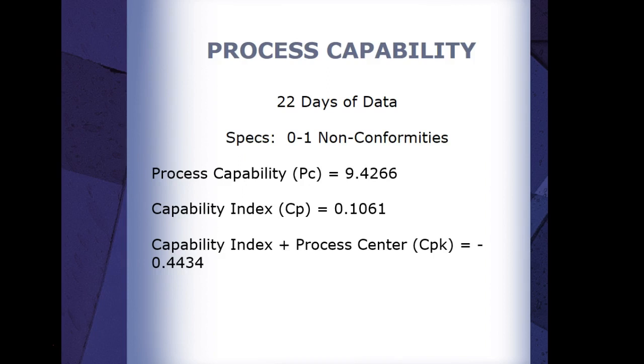Now, my capability index plus the process center, which is Cpk, was negative 0.4434. So it was less than 0. This means that my average is outside of the specification limit. So I wasn't doing too good here. I was consistently not meeting my specs. My summary was my Cp capability index was less than 1, and my Cpk was less than 0.